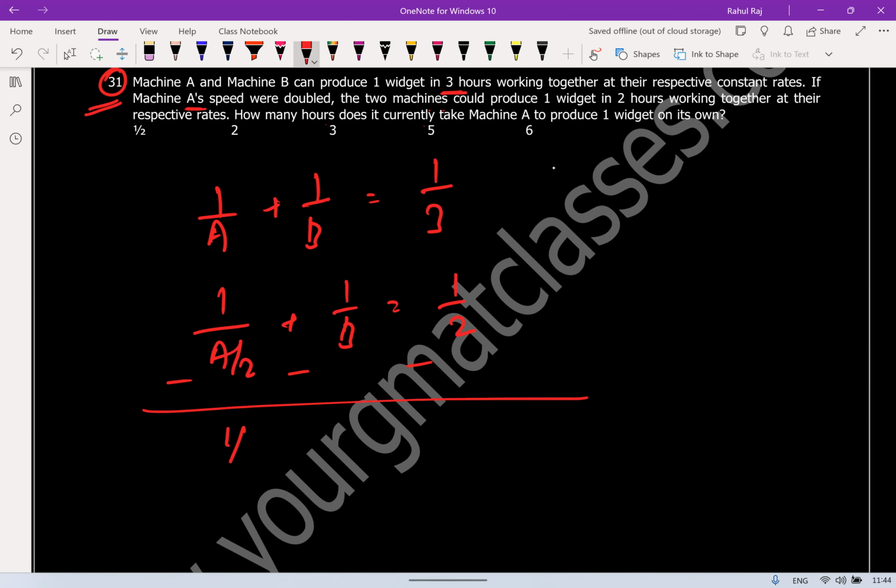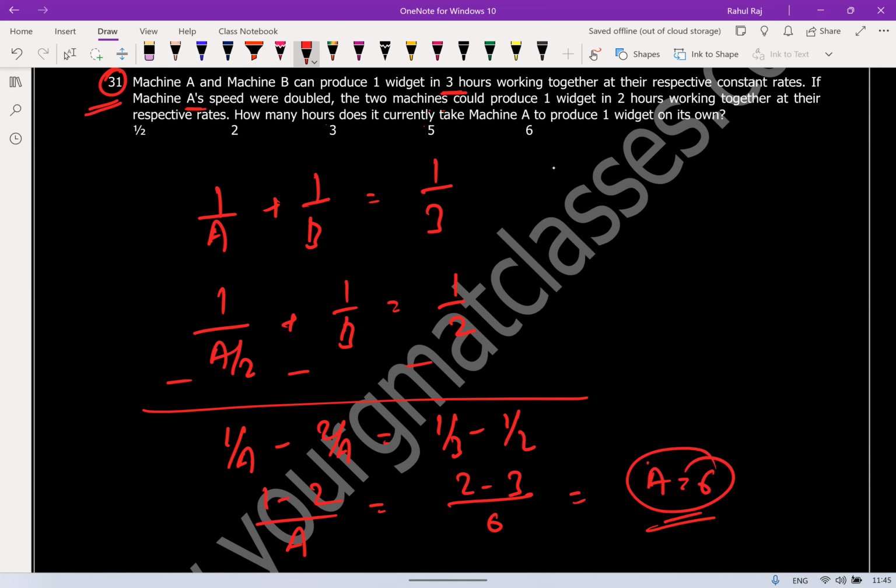B cancelled. 1 by A minus 2 by A is equal to 1 by 3 minus 1 by 2. That is (1 minus 2) by A. Here it is 6: 3 to the 6, 2 to the 6. That is, A is equal to 6. So this is your answer. That's all.